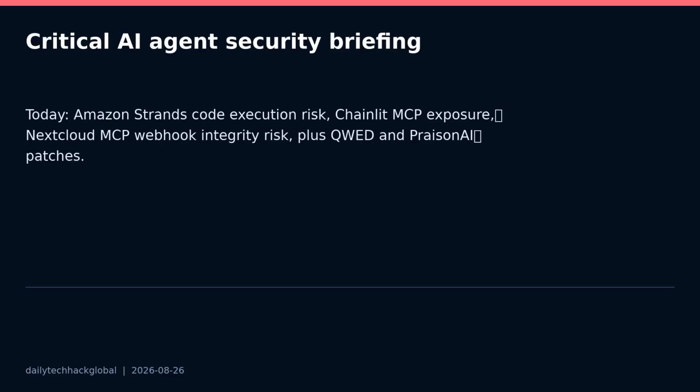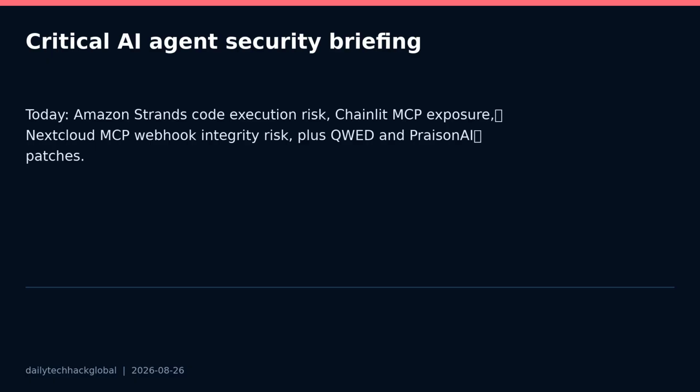If your team runs AI agents, MCP servers, or LLM application frameworks, today's patch list is urgent. Amazon Strands Agents Tools has a critical issue that can allow code execution on an agent host. Chainlit MCP deployments can expose unauthenticated command execution if MCP is enabled. Nextcloud MCP Server can accept forged webhook events that damage vector indexes. Check versions, patch now, and reduce network exposure before testing anything risky.